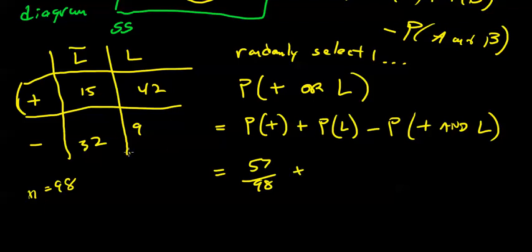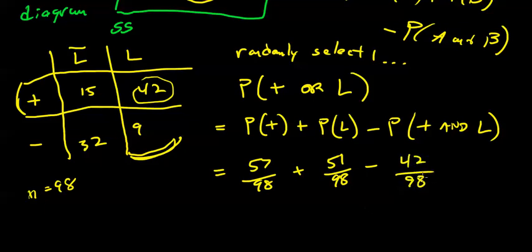Well, in this column we've got all the liars. So that's 42 plus 9, that's 51 over 98, minus the probability of both positive and liars. We've double counted this cell if we add up that top row and the right column, so we've got to subtract off that overlap, namely minus 42 over 98. Alright, that grinds out to 66 over 98, and in decimal 0.673. Okay, let me put a box around that.